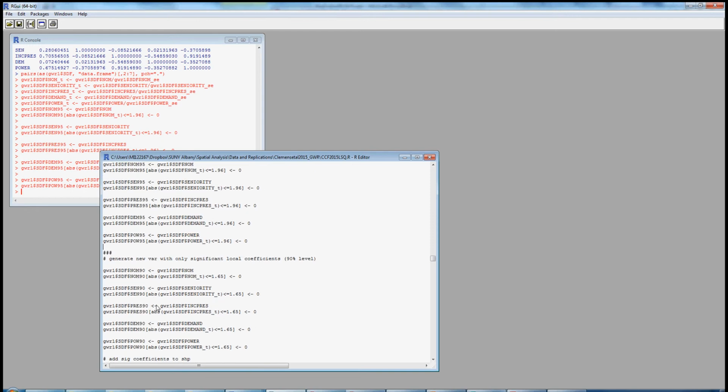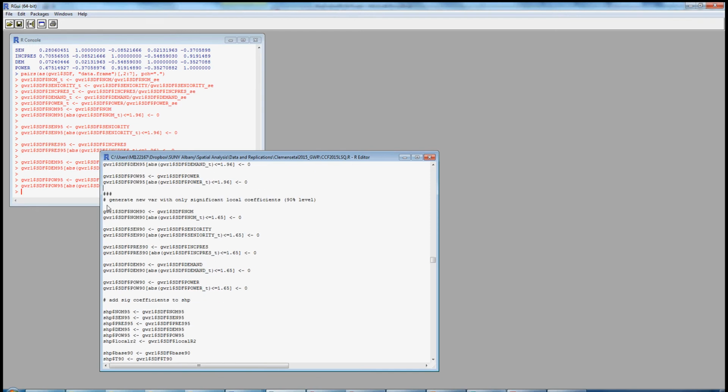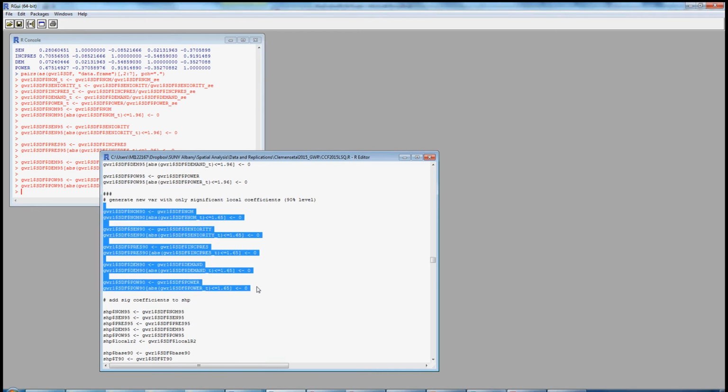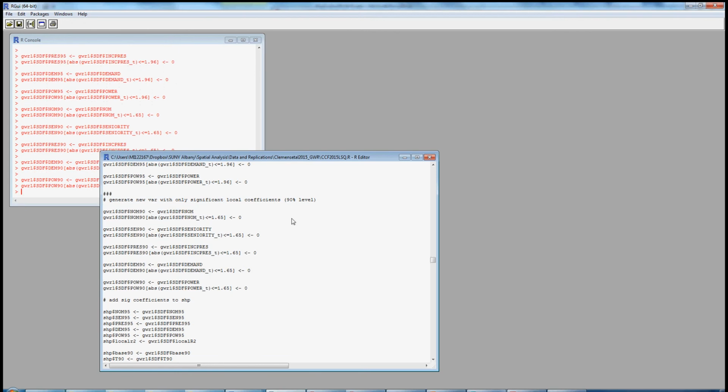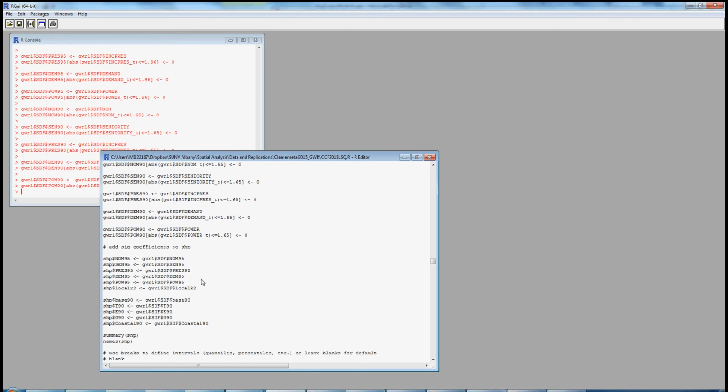And we could also do that at the 90% level. So we could do that with this block of code here. So we'll hit Control R, do that as well. Now we can add these variables to our shapefile. So that's what this does.